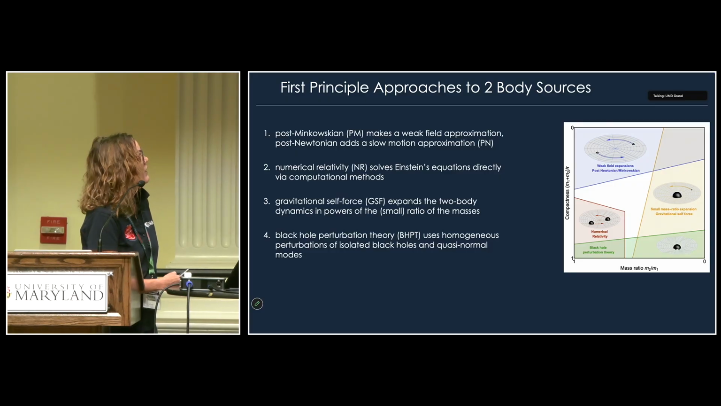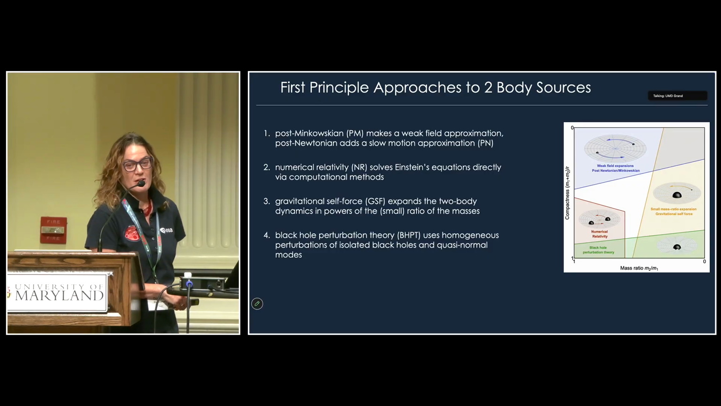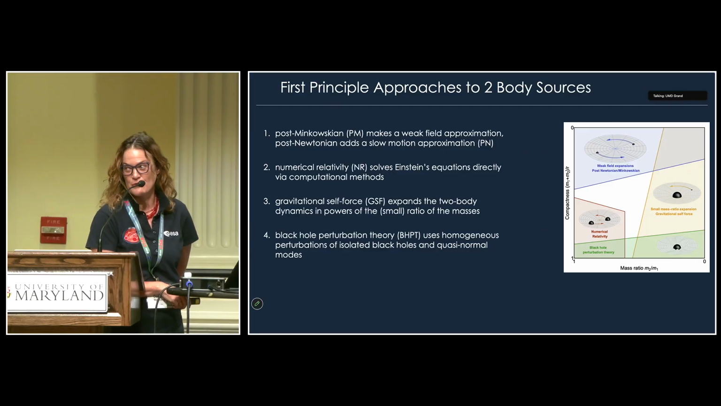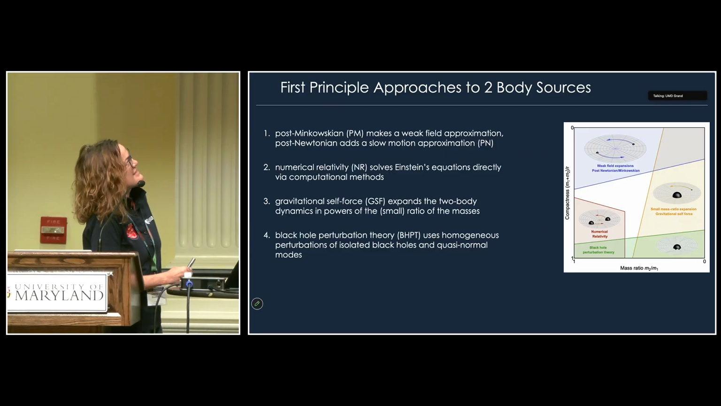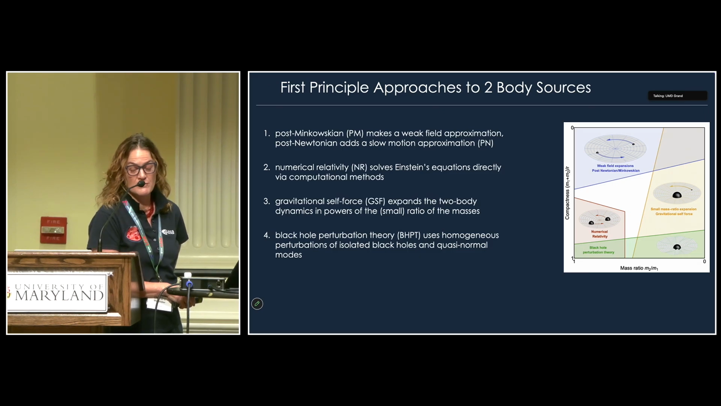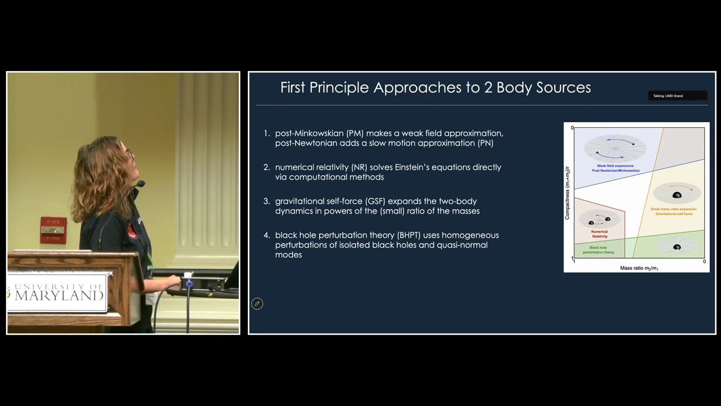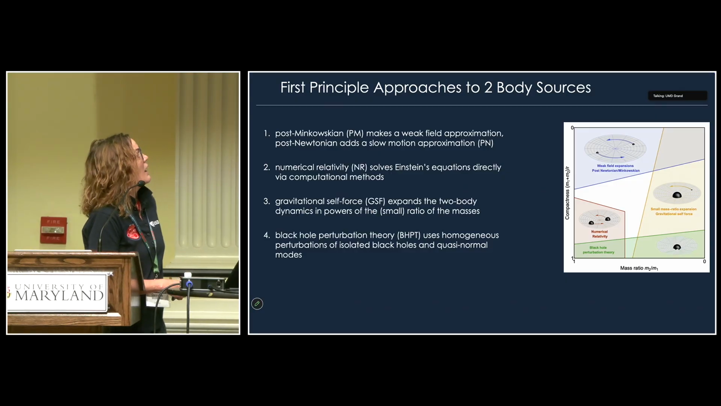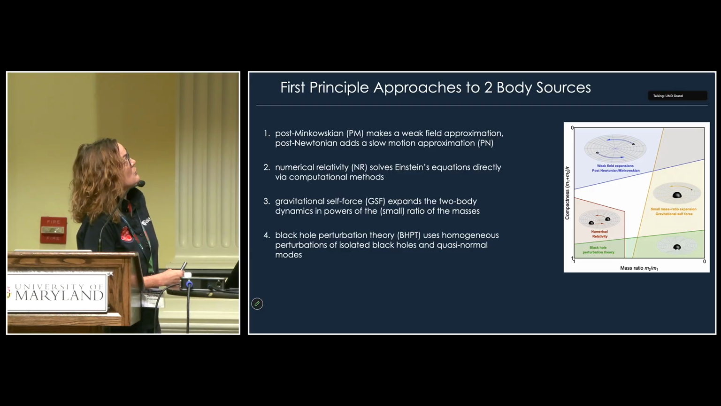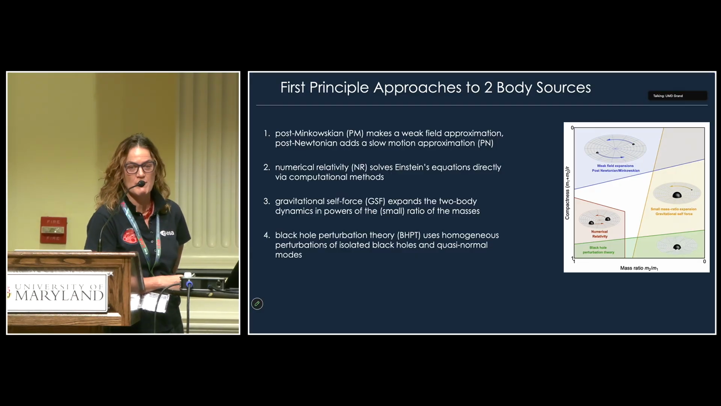Then we have numerical relativity, which Alvin called the truth. I like that. The truth, it's not really true, where you solve Einstein's equations directly using computational methods. And then you have gravitational self-force, where you expand the two-body dynamics in powers of the mass ratio. And we have black hole perturbation theory, where you talk about perturbed, isolated black holes, and it really gives us information about things like the quasi-normal modes.